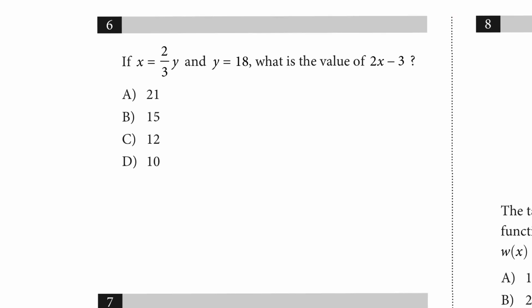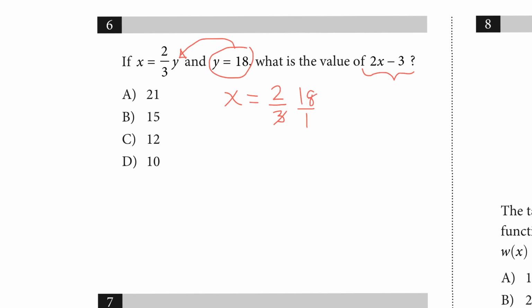Okay, moving right along to number 6, we have x equals 2/3 y, and we have y is equal to 18. So what is the value of 2x minus 3? So we have to find x. So it looks like we're going to have to do substitution maybe twice. So y is equal to 18, so we're going to replace this y here with 18.